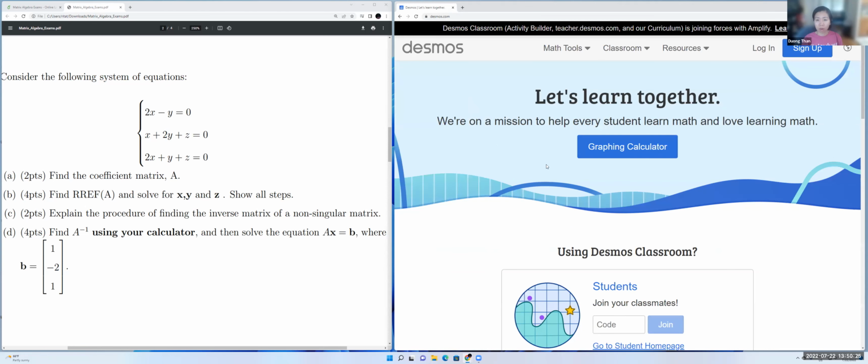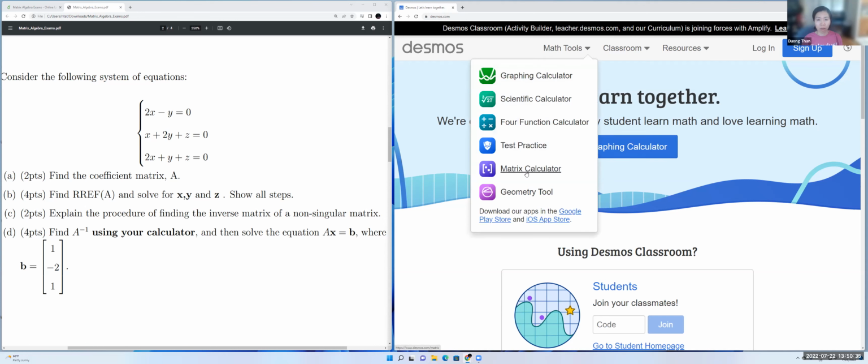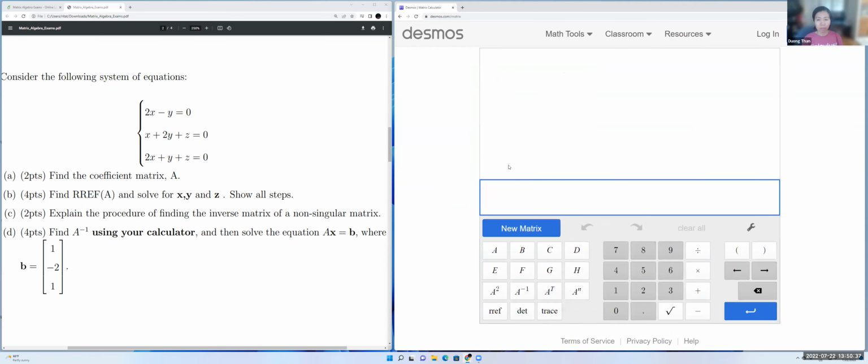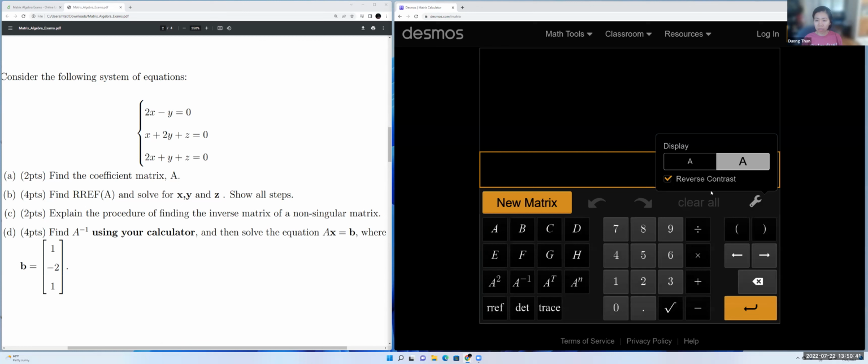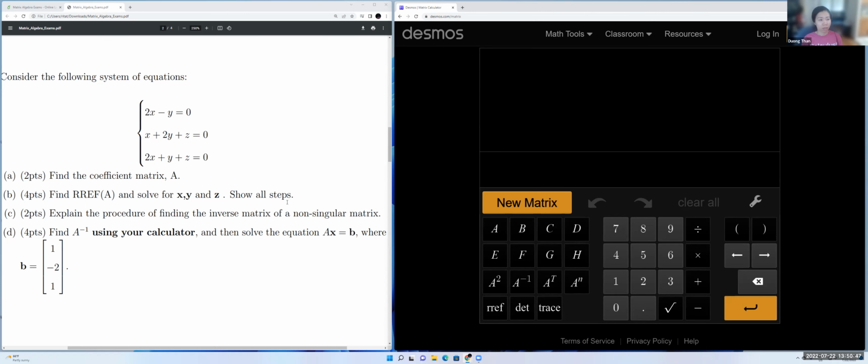So if you go to desmos.com, if you just want to use the graphing calculator, you can click here. But if you want to work with matrices, you want to click on the math tools and go down to matrix calculator. And I usually use the reverse contrast with the graphic mode. All right, so now let's look at our problem.